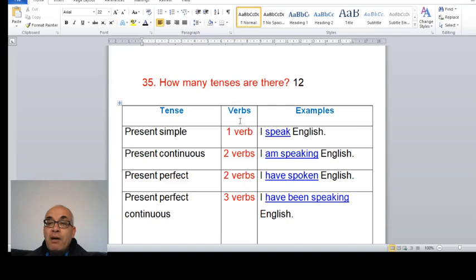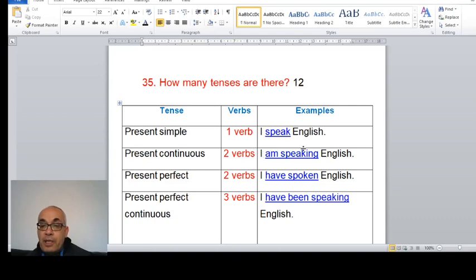How many tenses are there in English? We have 12. So I put this table for you to help you. Present simple is one verb. Present continuous, two verbs. Present perfect, two verbs. Present perfect continuous, three verbs. So present simple, it is simple because it has one verb. Of course, I speak. But if you use he, you have to say speaks.